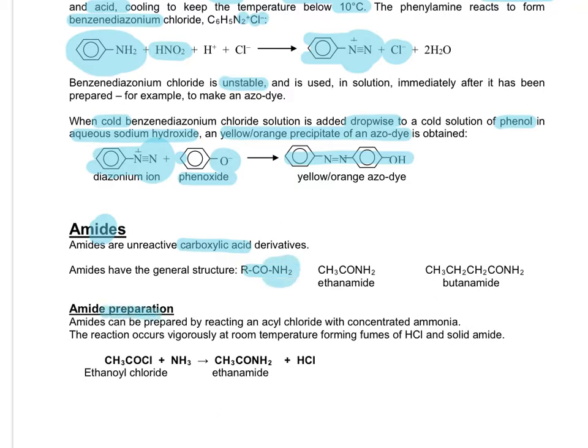If we want to prepare an amide, the reaction to synthesize an amide is by reacting an acyl chloride with concentrated ammonia. It happens at room temperature, and the observations that you'll make are that you make fumes of HCl, and you also get the solid amide being produced here. So the acyl chloride reacts with your concentrated ammonia to give you, in this case, ethanamide, because it's got 2 carbons in it, hence ethanamide.